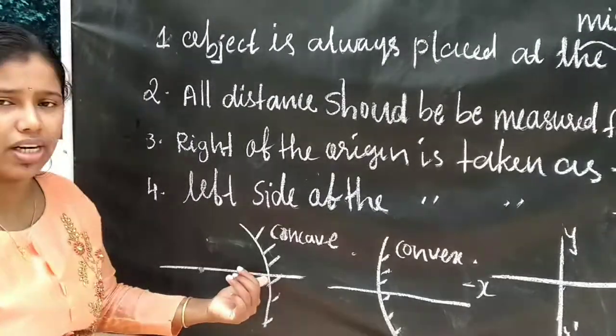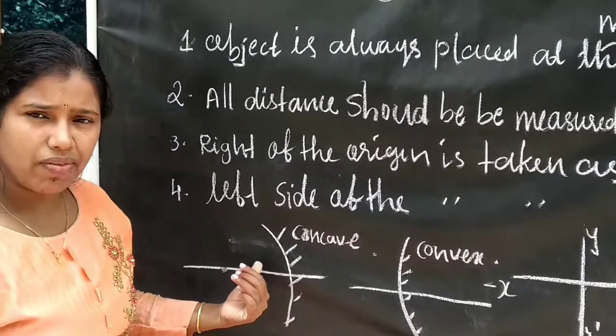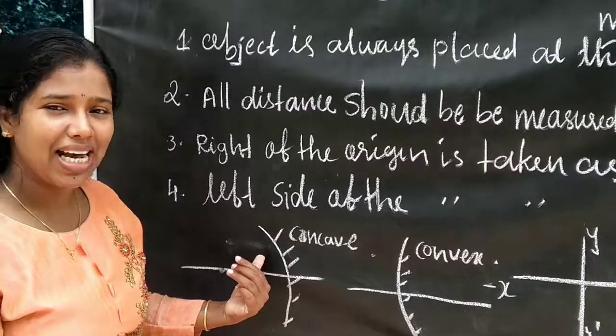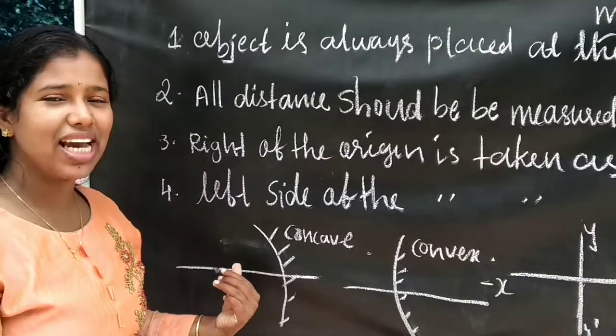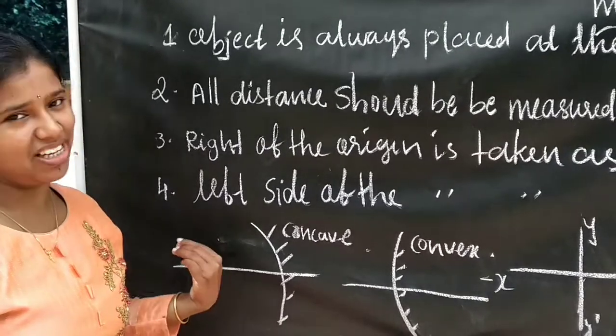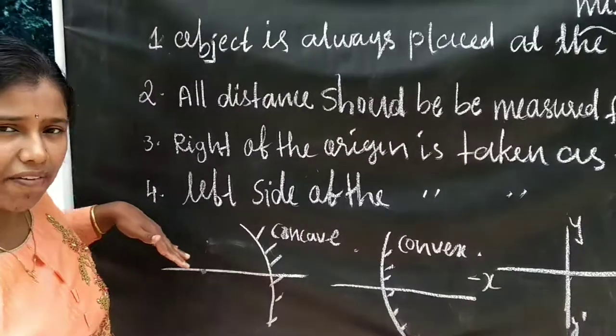In the concave mirror, first case: at F, between P and F. Second case: at F. Third case: between F and C. Fourth case: at C, beyond C, at infinity. Everything is on the left side of the mirror.